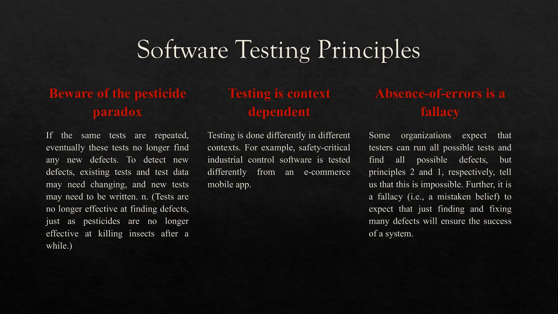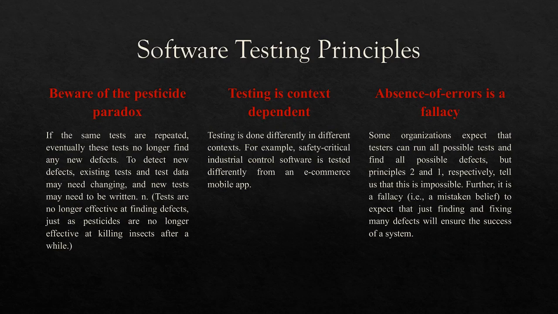The sixth principle is testing is context dependent. This principle basically explains that testing is done differently in different contexts. For example, safety critical industrial control software is tested differently from an e-commerce application.